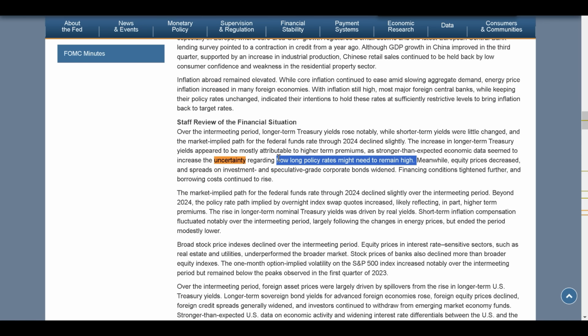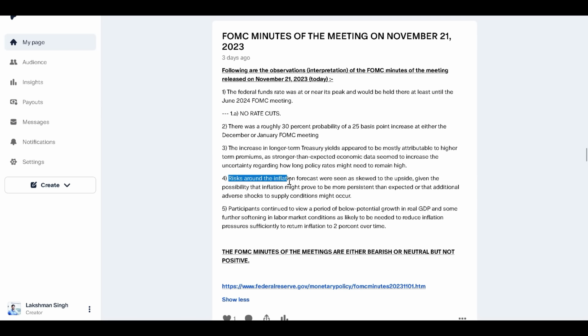This means that the Fed is in a very comfortable position, and they are not in any kind of hurry for any rate cuts. That is why they are saying June 2024. Before June 2024, there will not be any kind of rate cuts. Risks around the inflation forecast were seen as skewed to the upside, given the possibility that inflation might prove to be more persistent than expected, or that additional adverse shocks to supply conditions might occur.